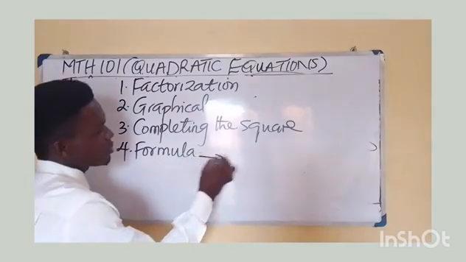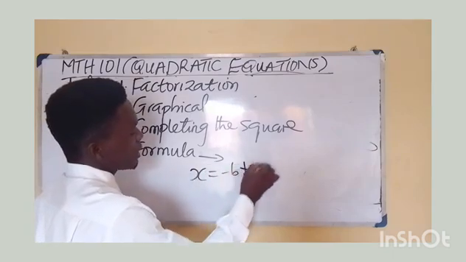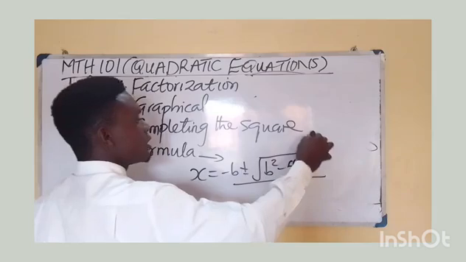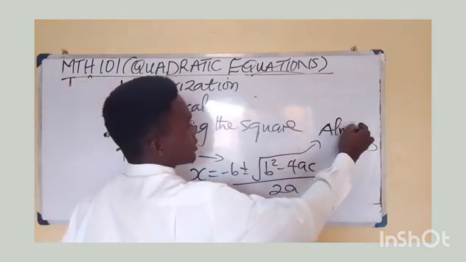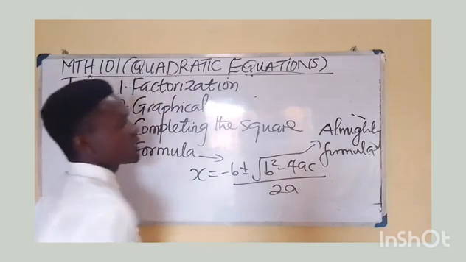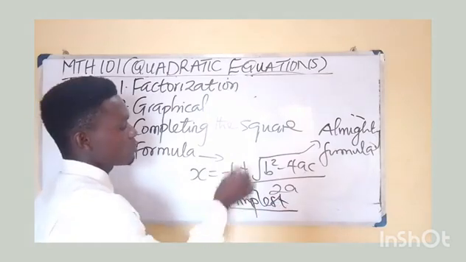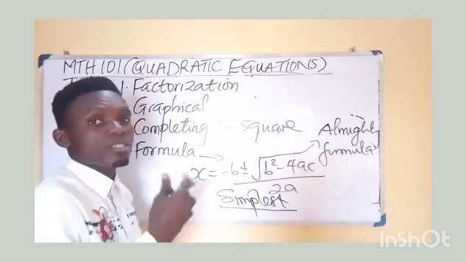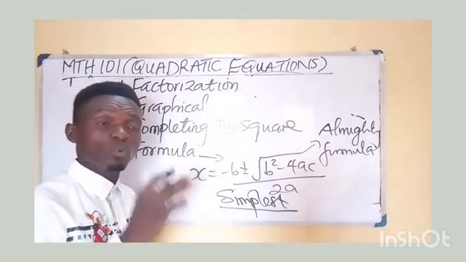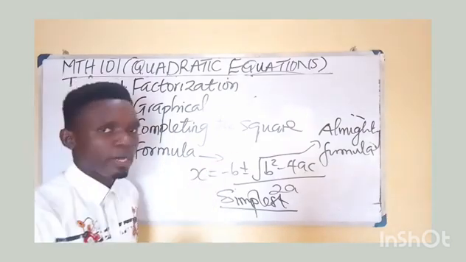Now the formula method is one we have known to be x equals minus b plus or minus the square root of b squared minus 4ac, over 2a. They usually call this the almighty formula, but I don't call it that because there's nothing almighty about this formula. It is one of the simplest formulas in the world of mathematics. By the time you see a complex formula, I don't know what you are going to call it.